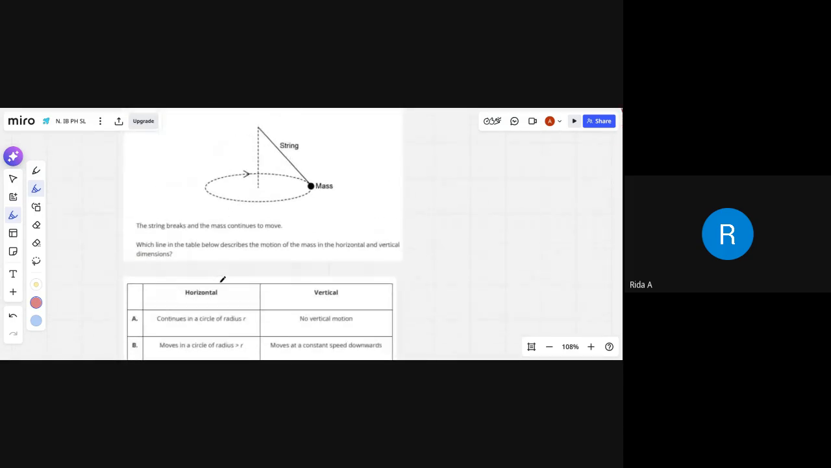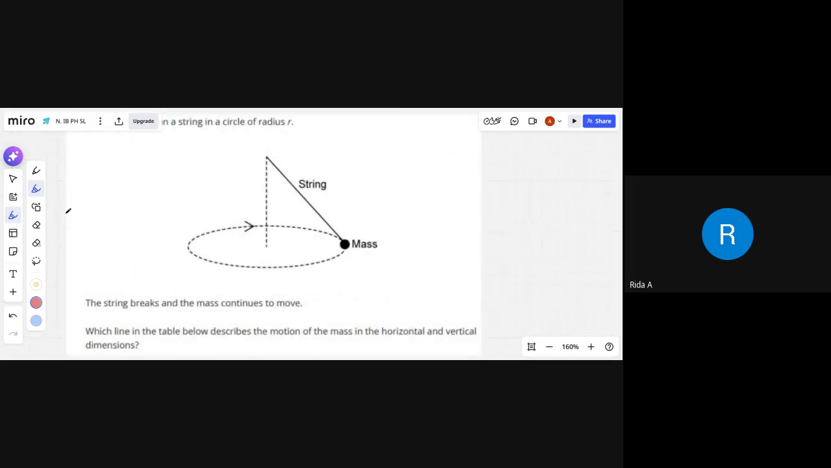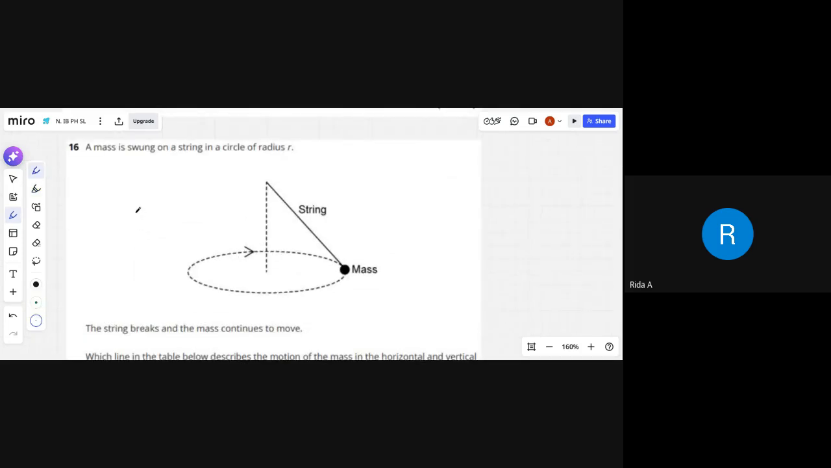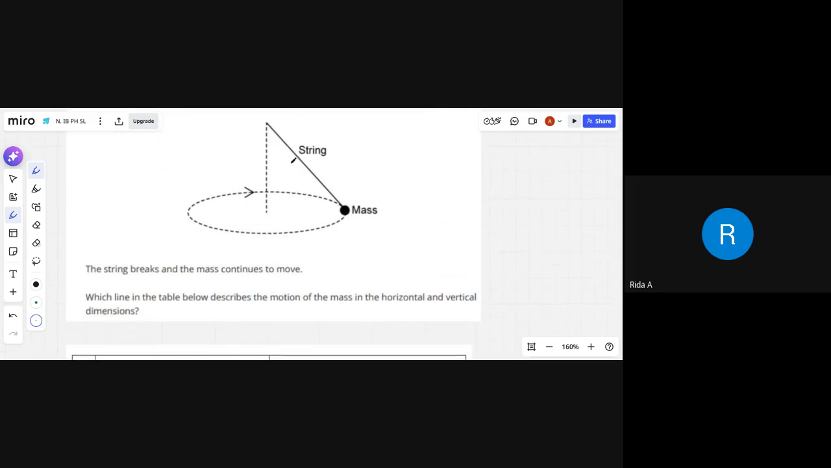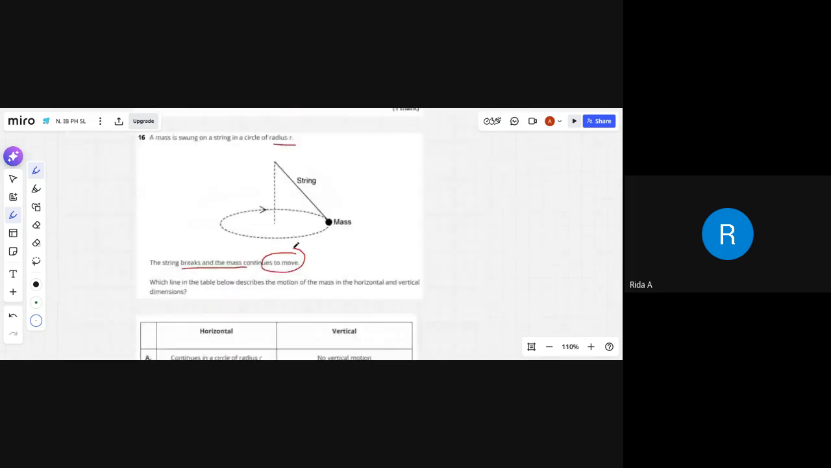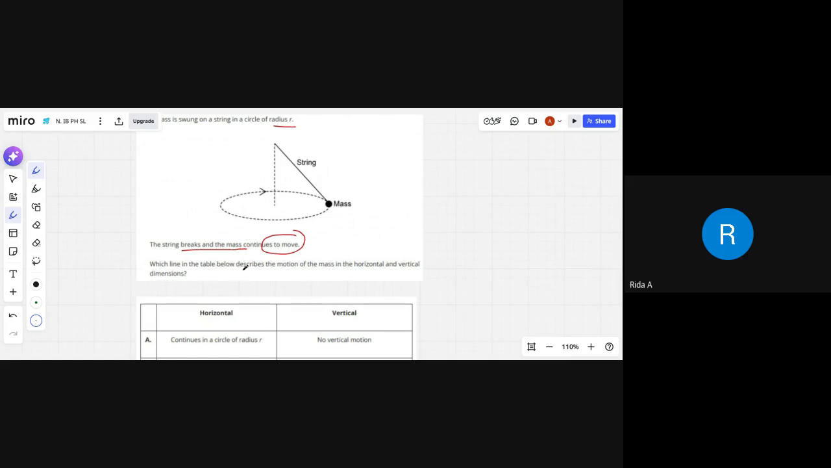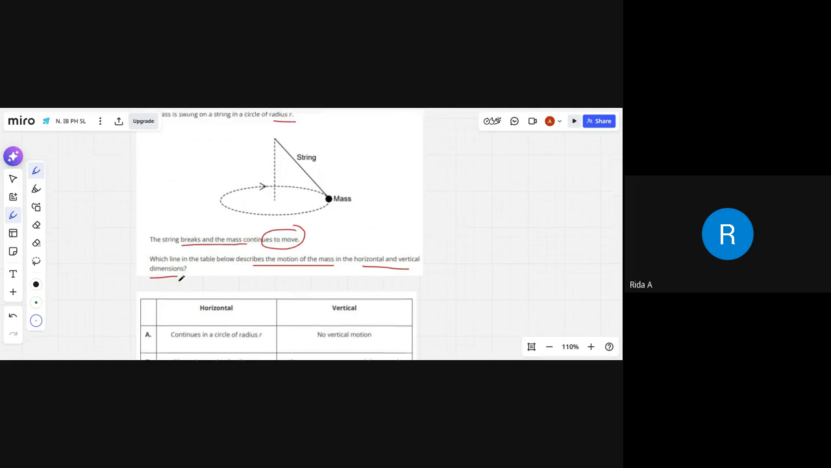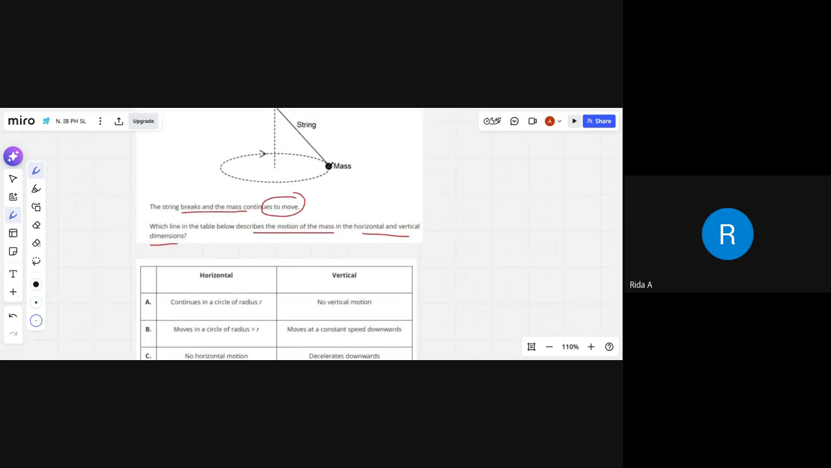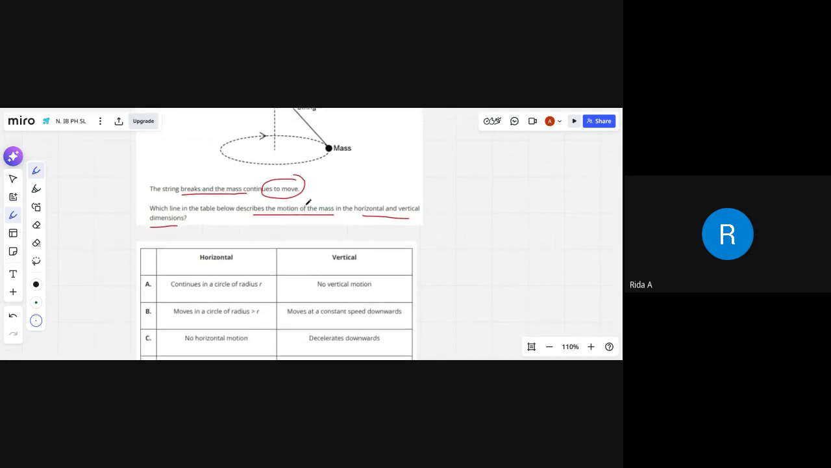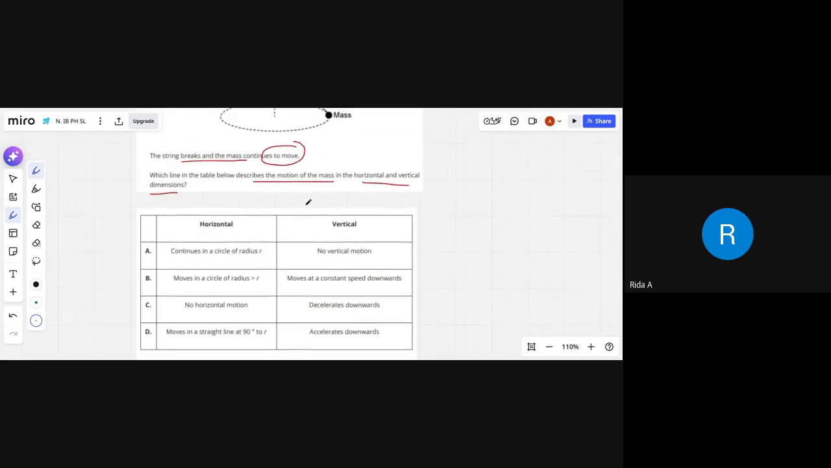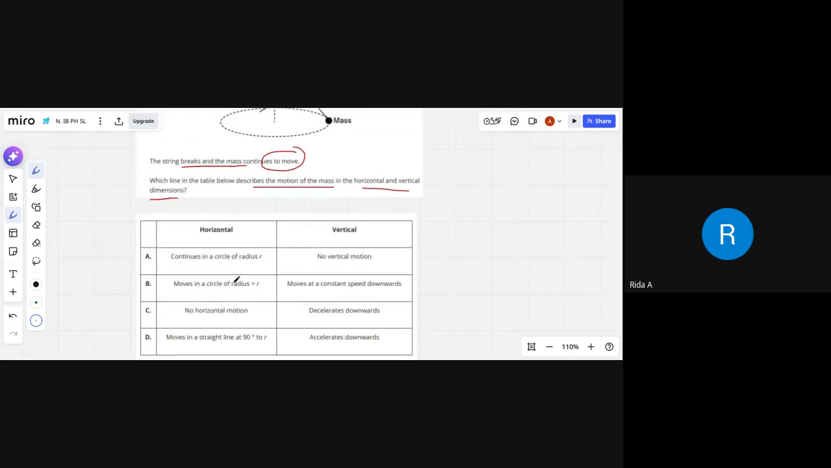This is not difficult, but it's a little conceptual. Let's do this one. A mass is swung on a string in a circle of radius r. The string breaks and the mass continues to move. Which line in the table shows or describes the motion of the mass in the horizontal and vertical dimensions? So, this string breaks and this mass is going to move somehow. What's the horizontal and vertical motions?